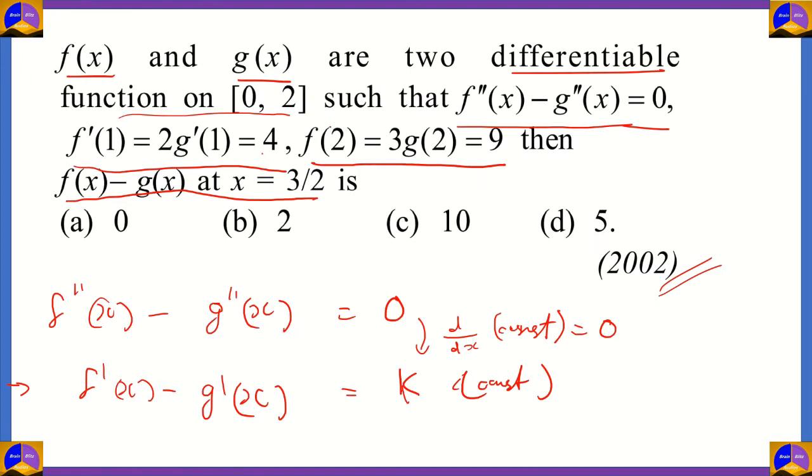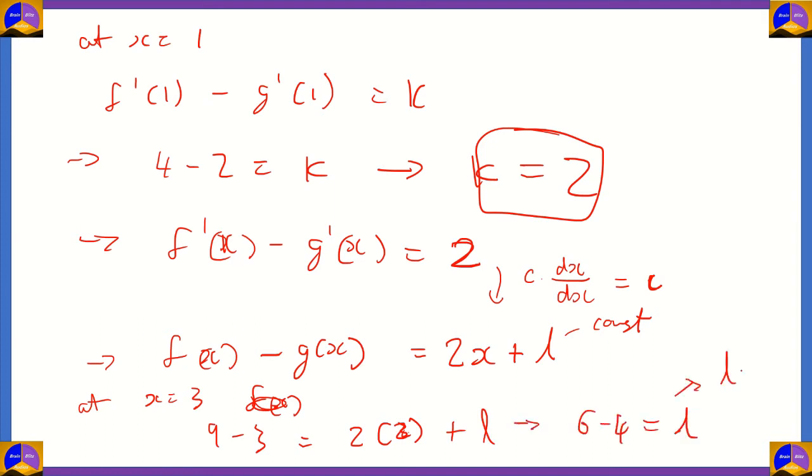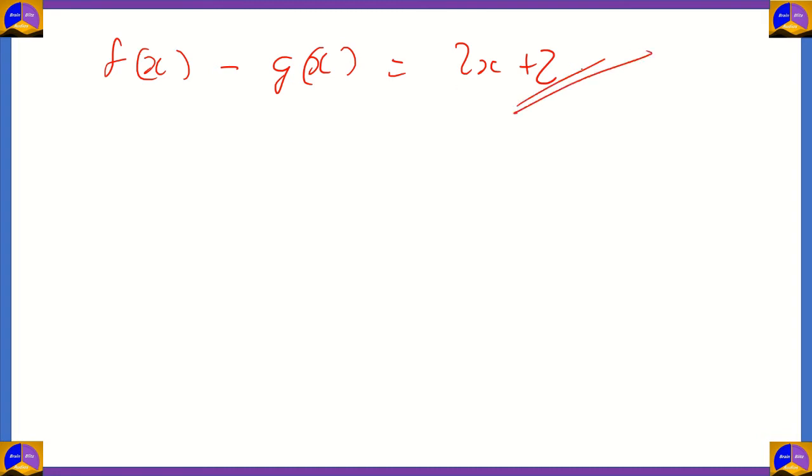So in this case, we will use f of 2 equals 9 and g of 2 equals 3. So basically at x equals 2, you will have 9 minus 3 equals 2 times 2 plus L. So therefore 6 minus 4 equals L. Basically L again is equal to 2. So therefore now you have the equation f of x minus g of x equals 2x plus 2. So this is the original equation.